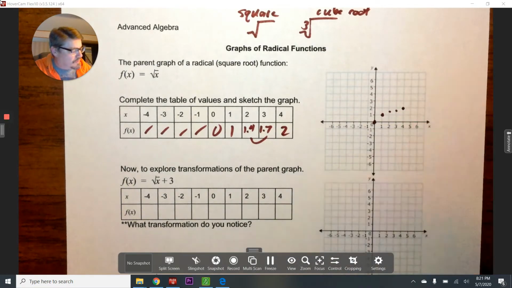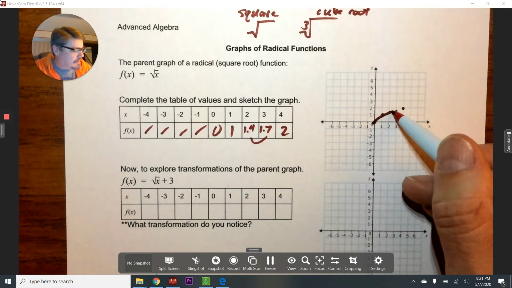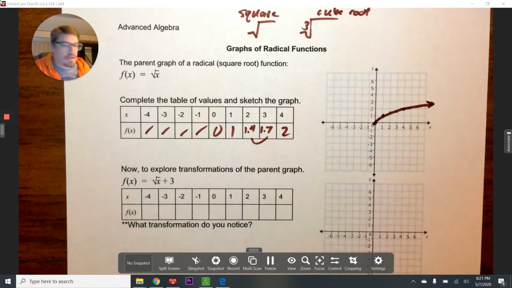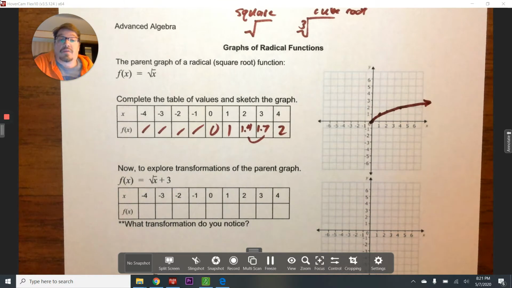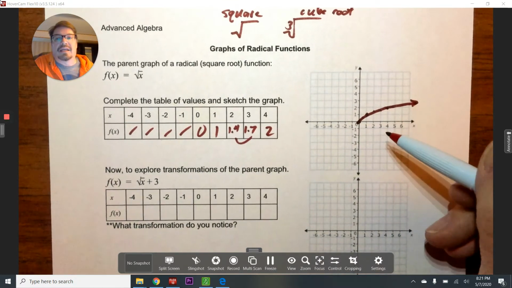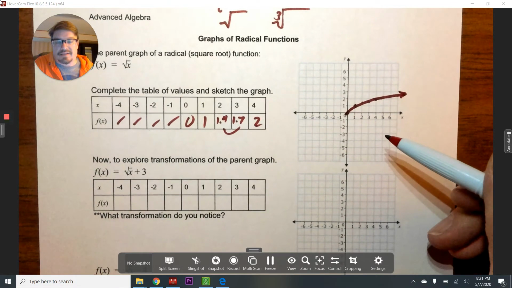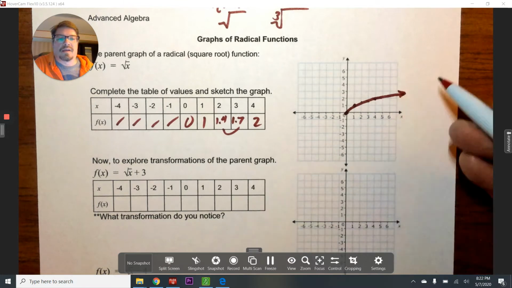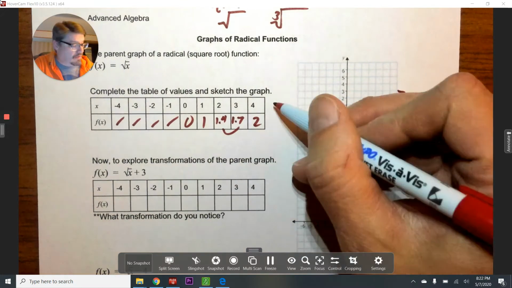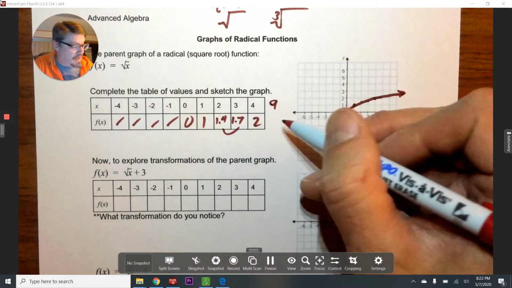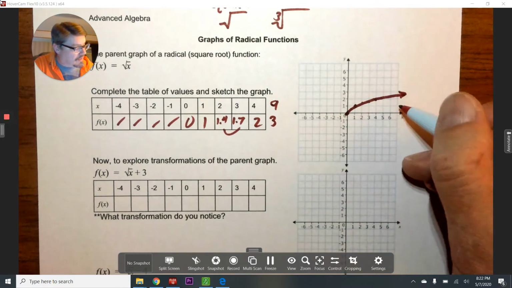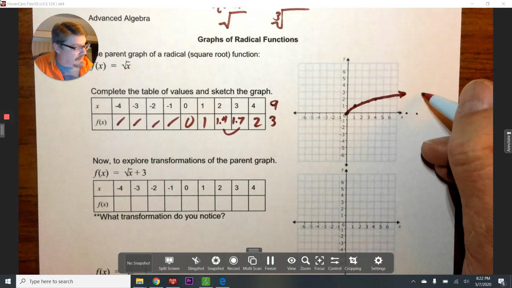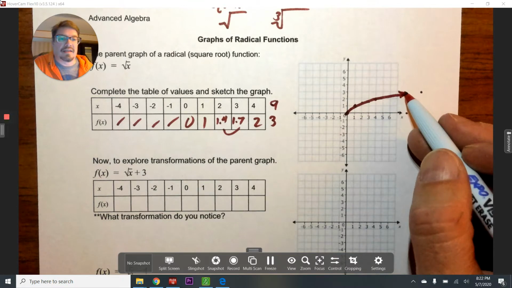Okay, so what we've got is this hook. All right, the square root function is essentially a hook. It increases, but it doesn't increase dramatically. It's not like an exponential function, which I think is the next unit. If I were to go all the way to 9 here, if I were to enter in a 9, I'd get a 3. So I'd have to go over 7, 8, 9, and then it would be right there. So this thing is like a hook that keeps going.